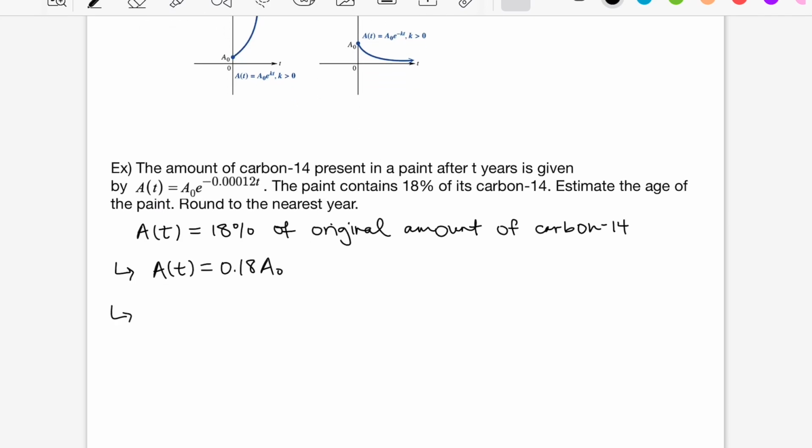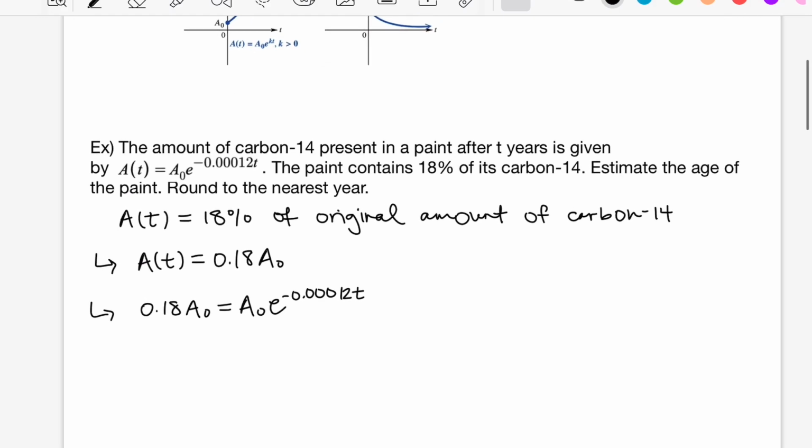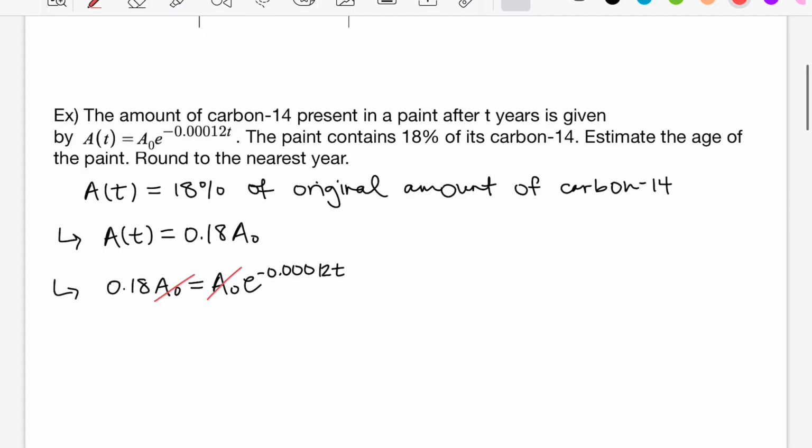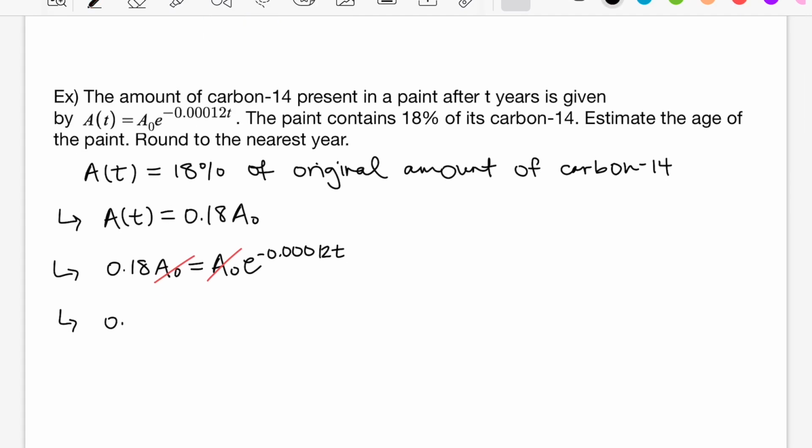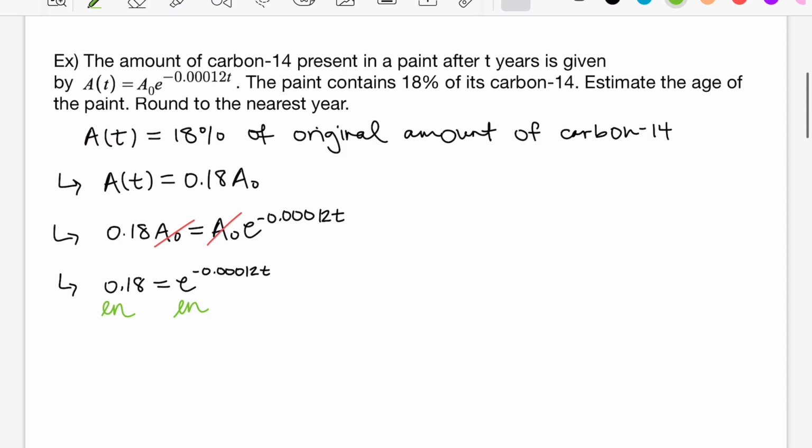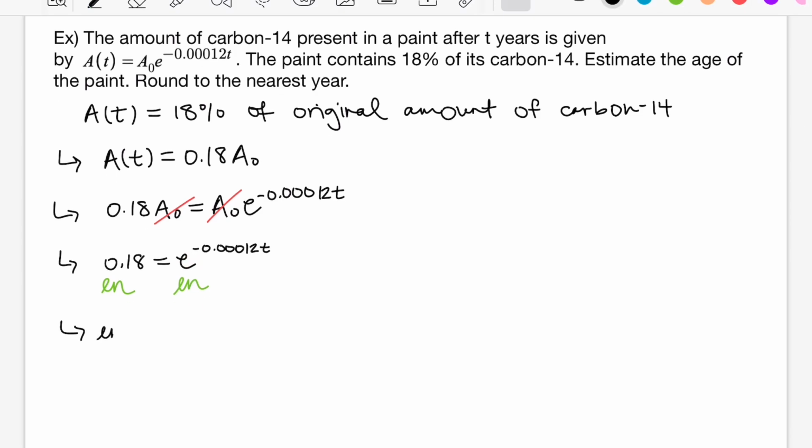So plugging this into our formula above, we get this guy here. All right. We have A naught on both sides of our equation, so these guys cancel. We're left with 0.18 is equal to this guy here. And we can use our natural log to bring this exponent down. So taking the natural log on both sides, remember ln and e are inverses of each other. So we'll get ln of 0.18 on the left-hand side. And on the right-hand side, this exponent comes down.